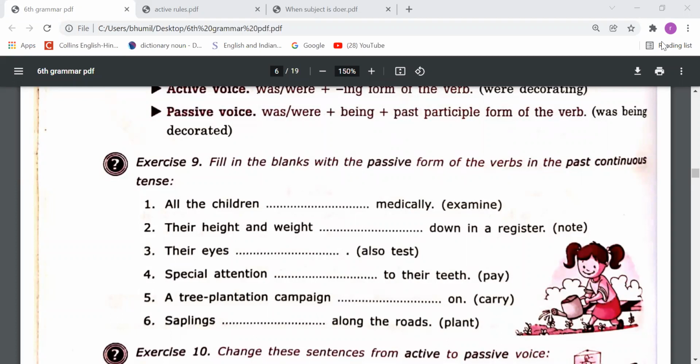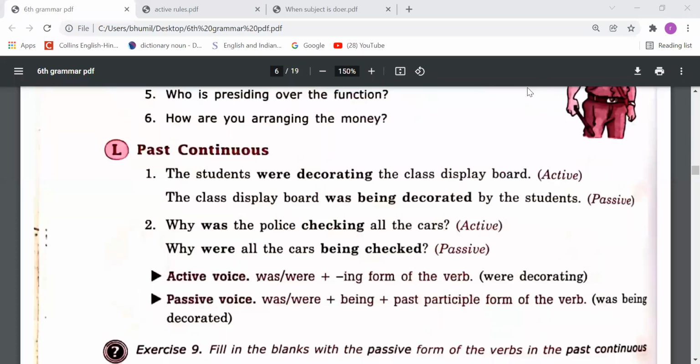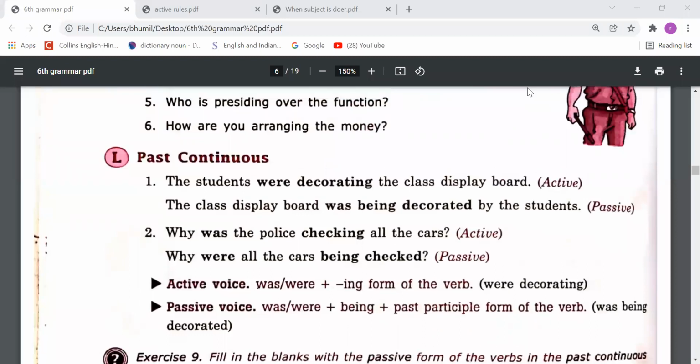Good morning, everyone. It's your English class, and today we are going to study our chapter, active and passive. So we have come to exercise number 9, point L, where we have to understand past continuous tense and how to make sentences in the past continuous tense. Before starting the class, I want to make you understand something about active and passive.